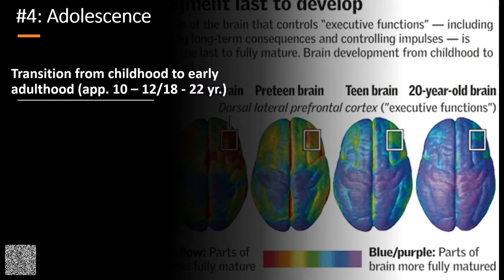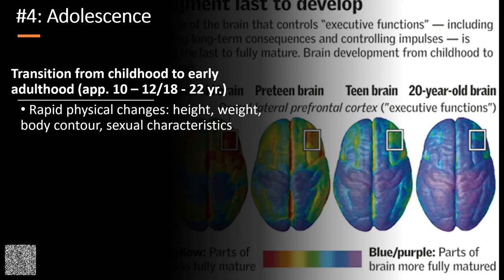So the next stage then is adolescence, right? We've done prenatal, infancy, childhood, adolescence. Adolescence from a developmental perspective is, I don't know, maybe the most interesting time. All of these stages are interesting in their own ways. This is when the human organism, if you take a far back view of it, is transitioning from childhood to early adulthood. It's what we call the teen years.